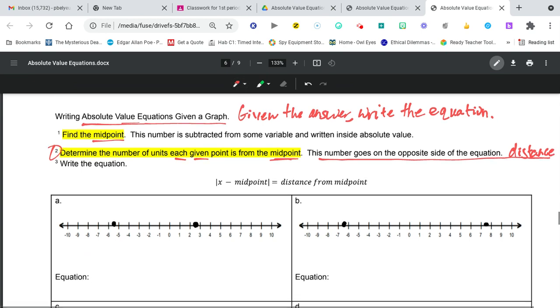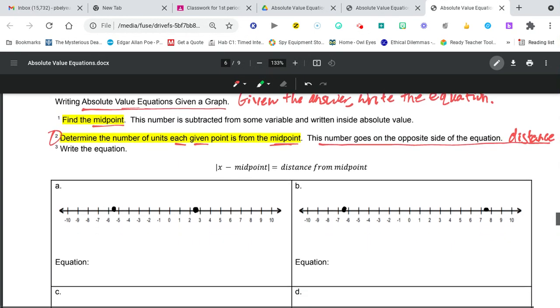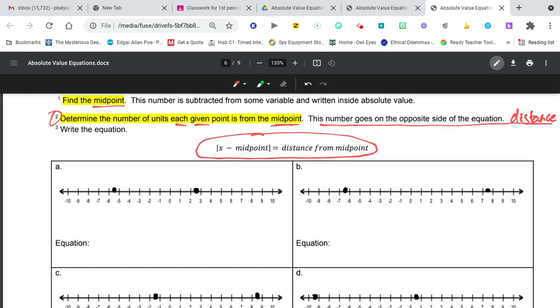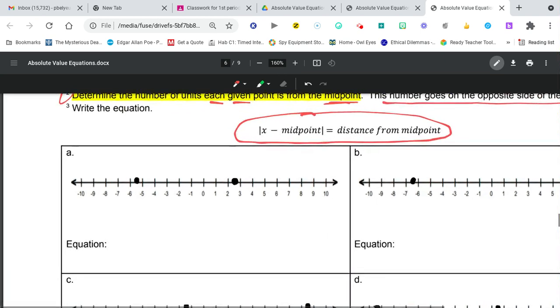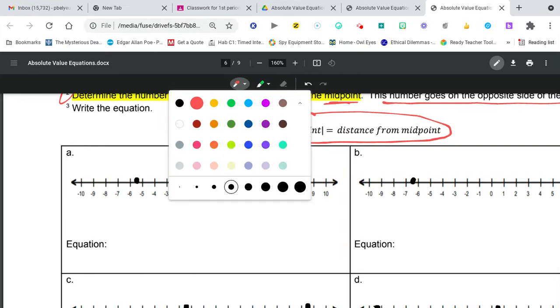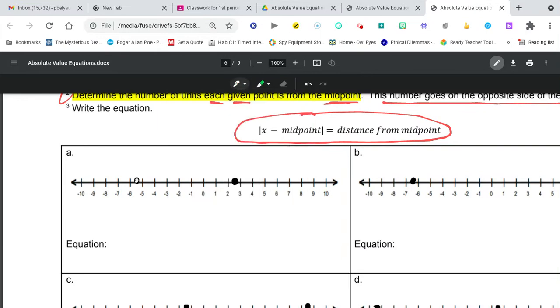That midpoint represents how far a certain number is away from that distance, okay? So let's take a look. And it's going to be set up like this, guys. The absolute value of x minus the midpoint equals the distance from the midpoint, all right? So let's fix these on your paper. I'm assuming it's out of whack on your paper. Let me get rid of that.